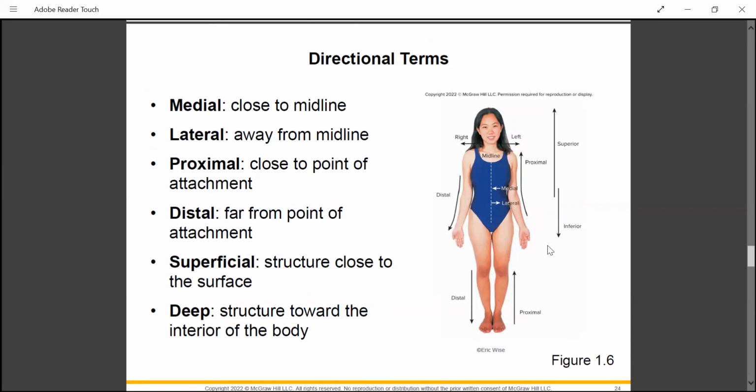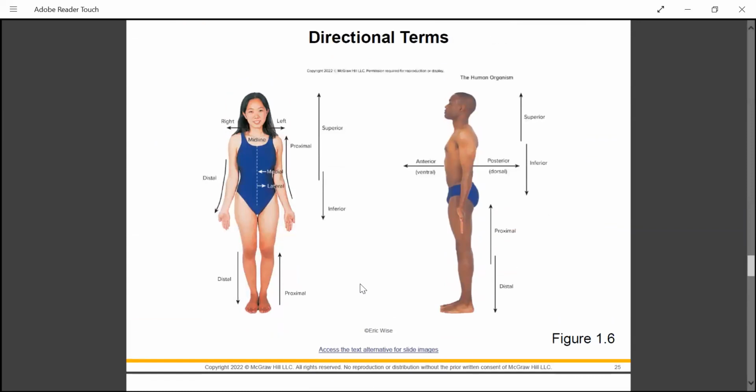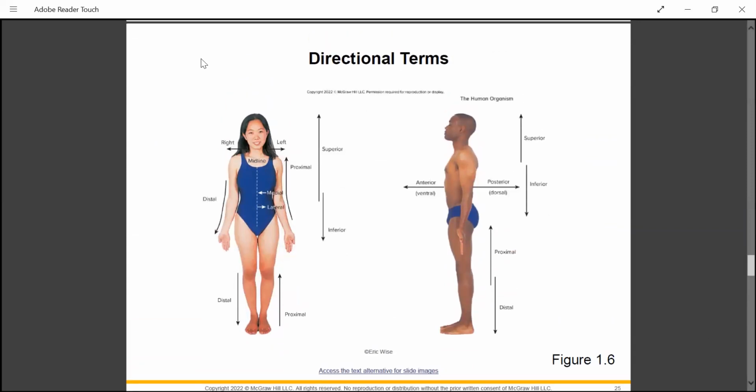When we're talking about superficial and deep, we're talking about towards the surface, and deep meaning towards the interior of the body. That's not front and back. Superficial and deep are not front and back. They are towards the surface and towards the interior. So here is a graphic that shows all of them.